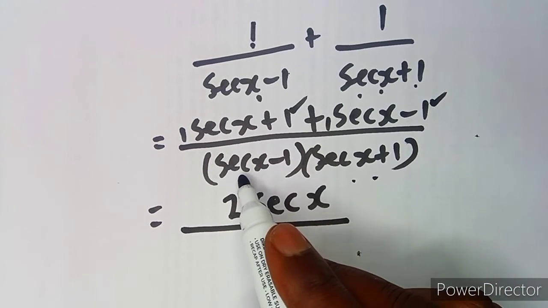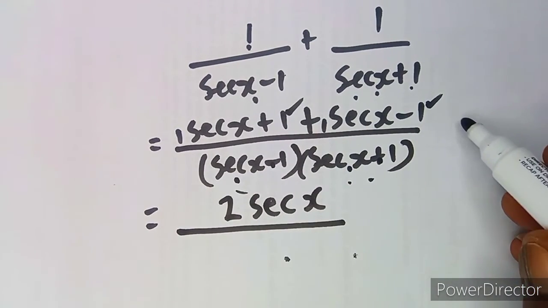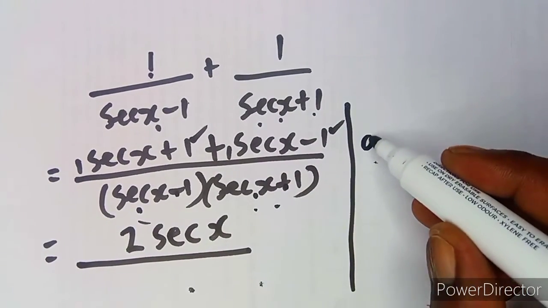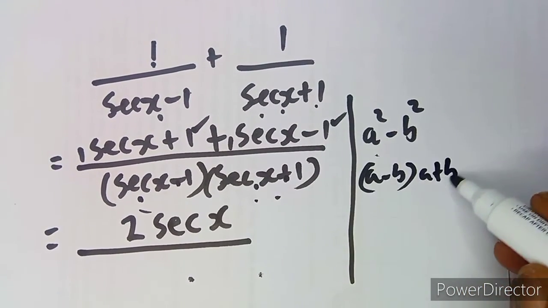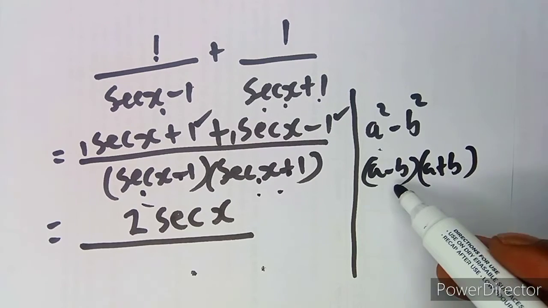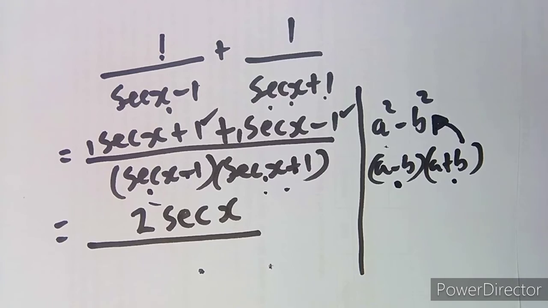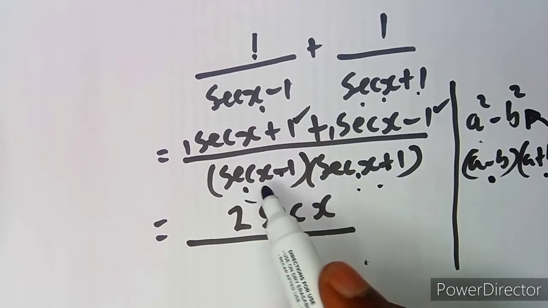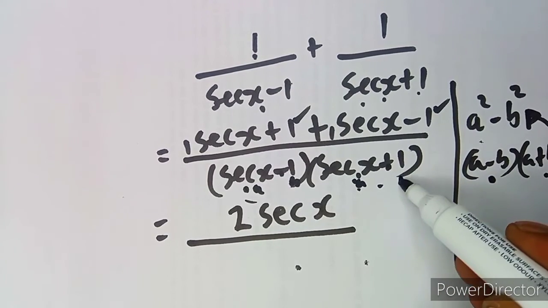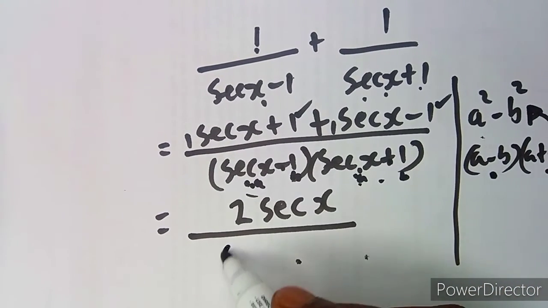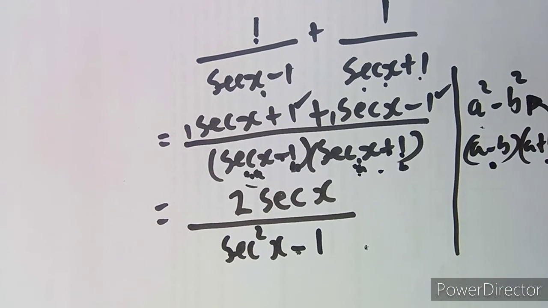If we are to cross check, sec x minus 1 sec x plus 1, this is difference of two squares. If you are given a squared minus b squared, remember it's a minus b, a plus b. So you can reverse it back from the difference of two squares, which is the same as what we are given, sec x minus 1 sec x plus 1. This is our a, this is our b, this is our a, this is our b. So it's going to give us a squared, which is sec squared x, minus 1 squared is 1.